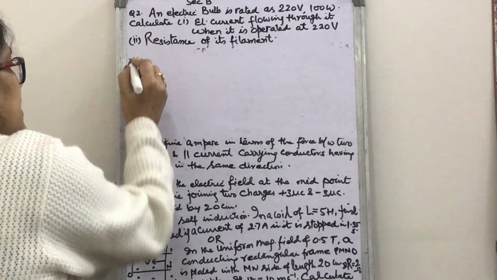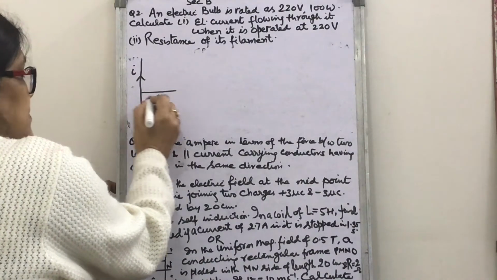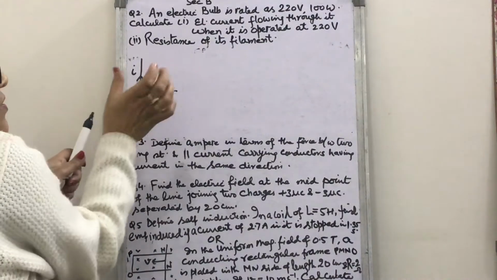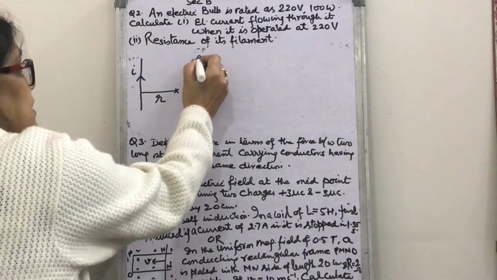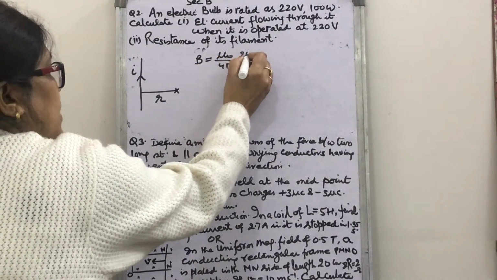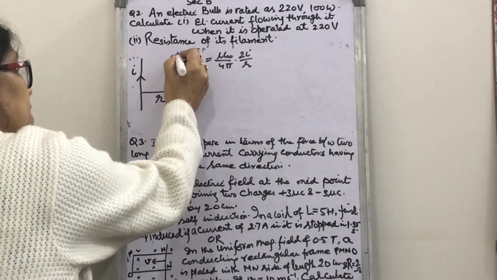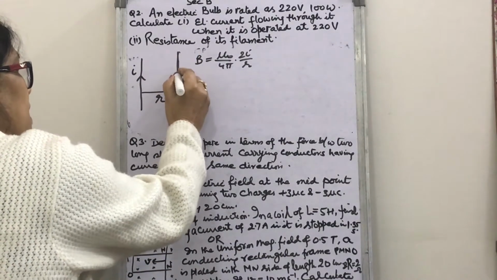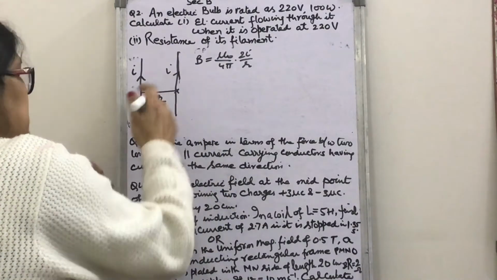if this is a straight long current carrying conductor having current I, and from R distance, perpendicular distance from it at this point, what will be the magnetic field? You know, the magnetic field will be perpendicular to the plane downward, and this magnetic field will be given by mu naught upon 4 pi into 2I upon R. Suppose in this magnetic field another long straight parallel wire is placed, having current in the same direction, then what will be the force acting on it?